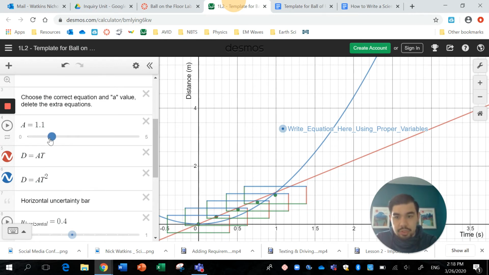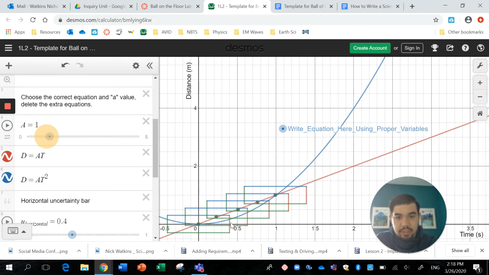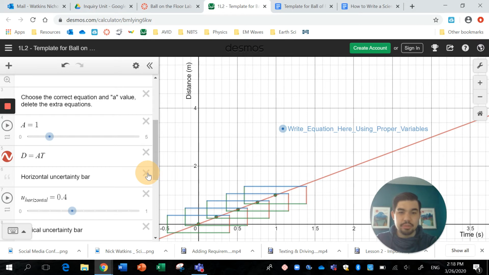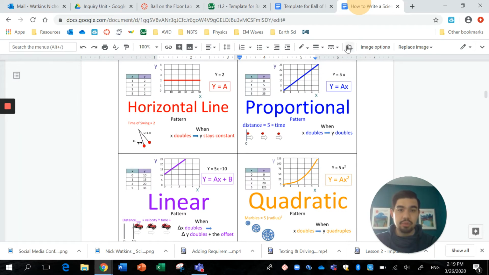As I adjust my A slider, I find that this red line goes through the middle of every single point perfectly. The blue line, our quadratic line, not so much. A couple of things to notice. First, what type of pattern did I get? Clearly a proportional pattern, and I know that because of two pieces of evidence. One, the line itself is proportional, as in our different patterns. Remember the main difference between proportional and linear is that linear just has a y-intercept, so it typically doesn't start at 0.